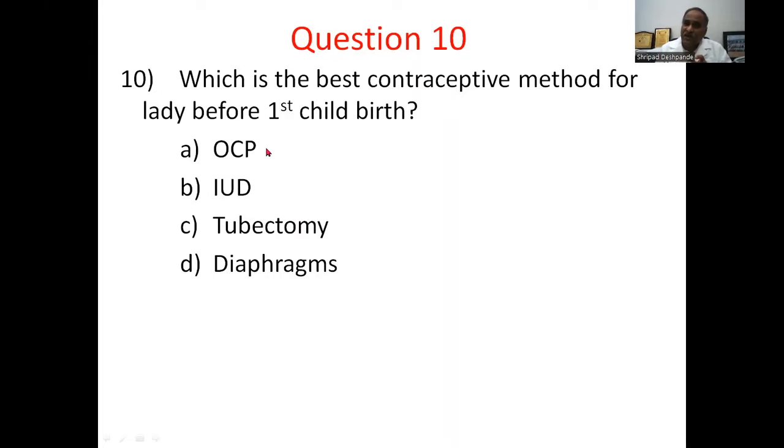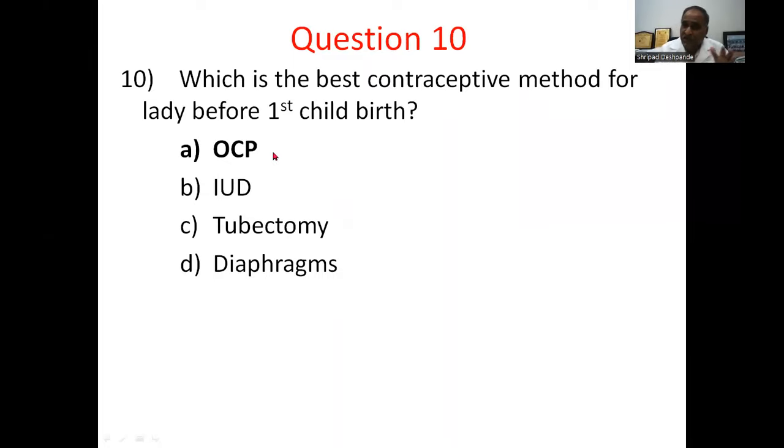Now we are left with the oral contraceptive pills and diaphragm. Oral contraceptive pills produce temporary contraception, and they are good, widely used methods. The diaphragm can also be used, but it has a greater failure rate, and it may produce pelvic infection, which may lead to certain other complications. So option A appears the correct response. The answer is option A, OCP, oral contraceptive pills.